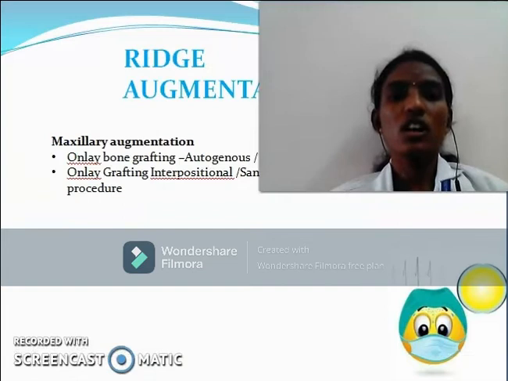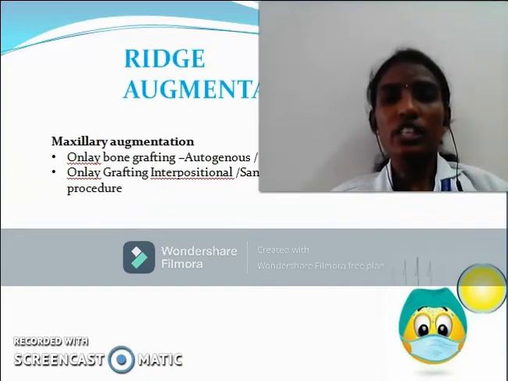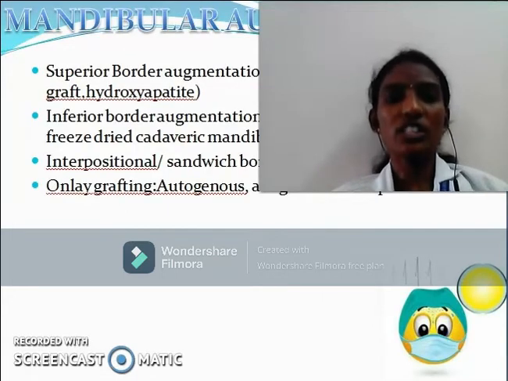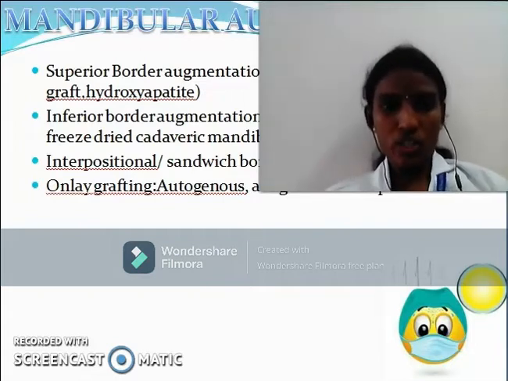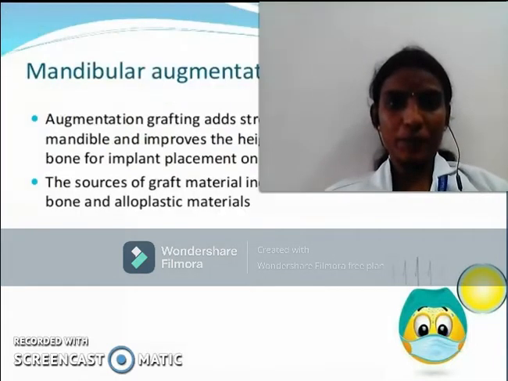Ridge augmentation: maxillary augmentation includes onlay bone grafting and interpositional sandwich grafting technique. Mandibular augmentation includes superior border augmentation, inferior border augmentation, interpositional augmentation and onlay grafting.